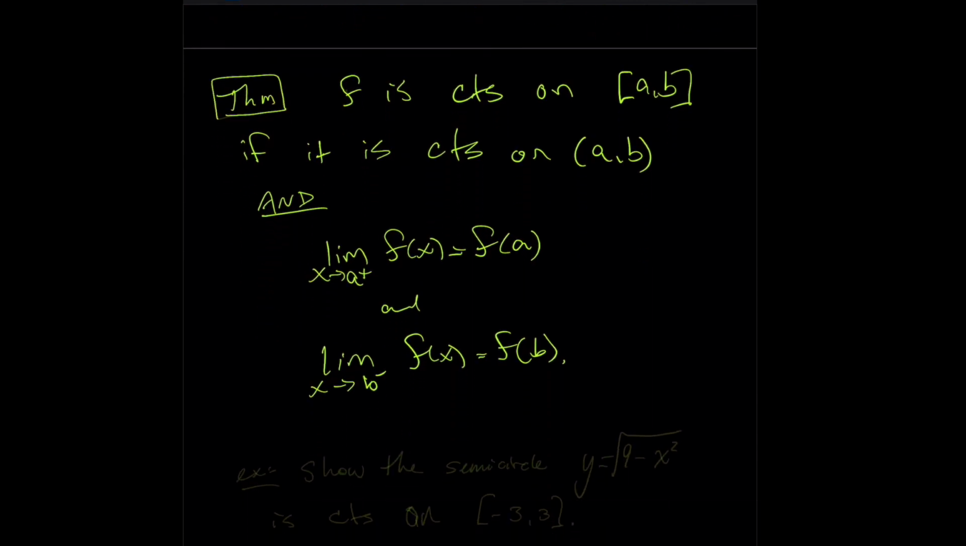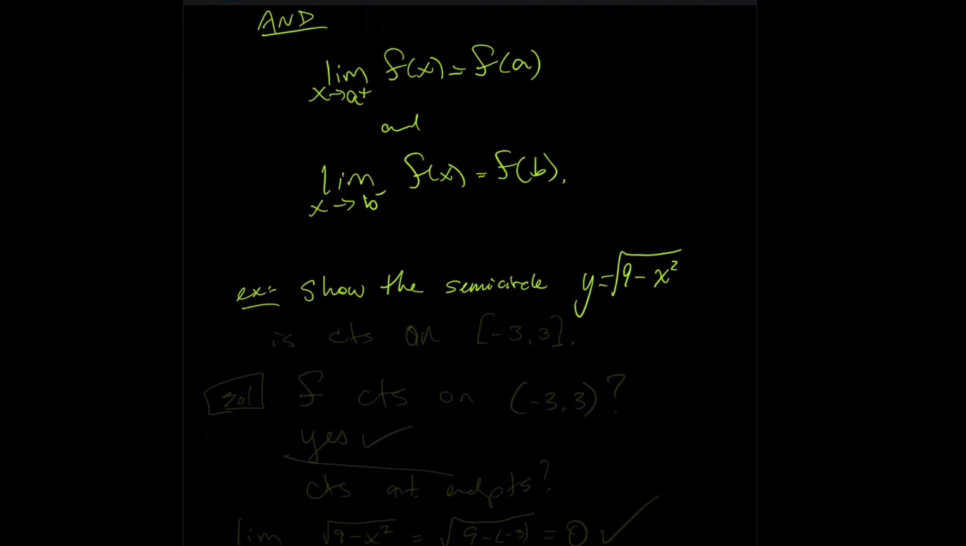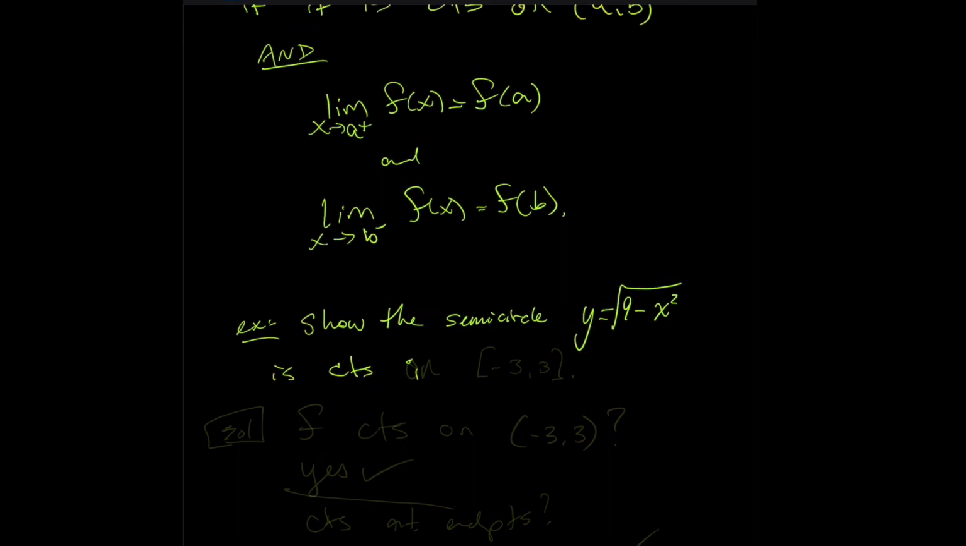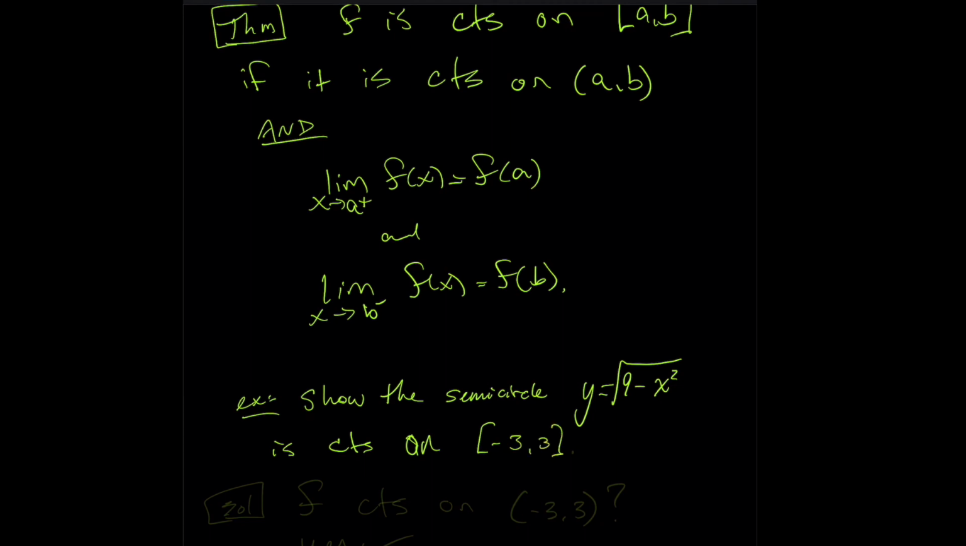Alright, so here we have a theorem. f is continuous on the closed interval [a, b] if it is continuous on the open interval (a, b), and the limit as x approaches a from the right, from the inside, is equal to f of a, and the limit as x approaches b from the left is equal to f of b. So we're going to look at the semicircle y is equal to the square root of 9 minus x squared, and we want to show it's continuous on the closed interval negative 3 to 3.